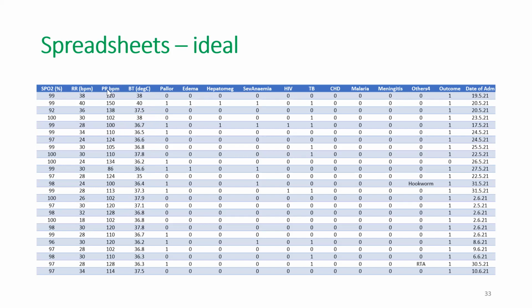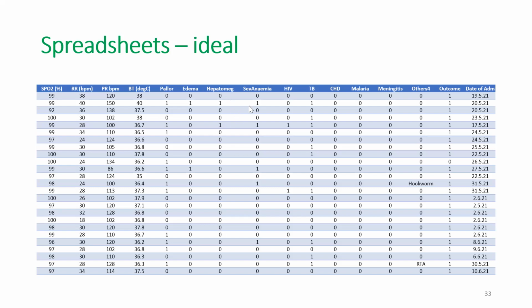She's recorded the pulse rate, and she's said what the metric is. So beats per minute, and respiratory rate in beats per minute, SpO2 in percentage, right? Temperature in degrees Celsius. And these are binary variables. So was the child pallor or had edema or hepatomegaly?